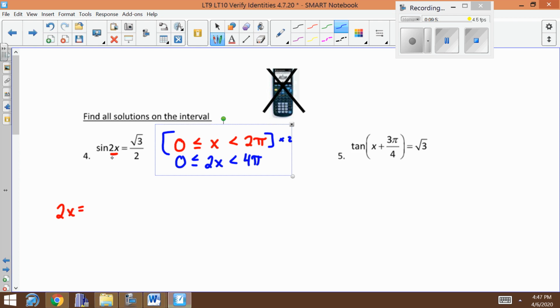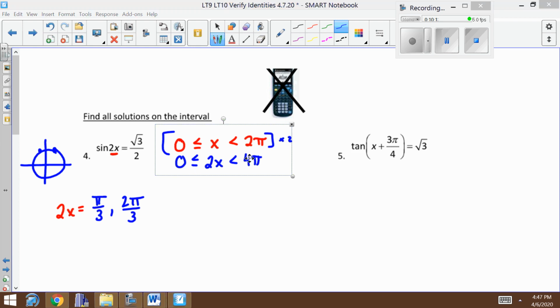So that means we still want to think, where is the sine root 3 over 2? Hopefully we didn't forget our unit circle here. So where's our y coordinate root 3 over 2? That'd be up here and over here. So that's at pi over 3 and 2 pi over 3. But we need to think about that interval. Both pi over 3 and 2 pi over 3 are between 0 and 4 pi, so we're good.